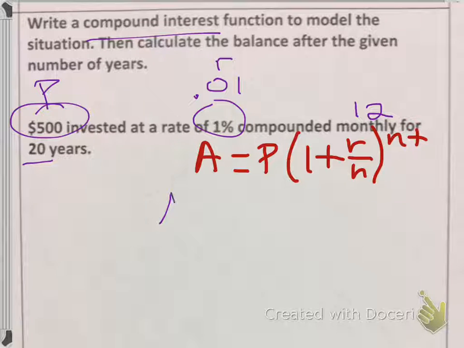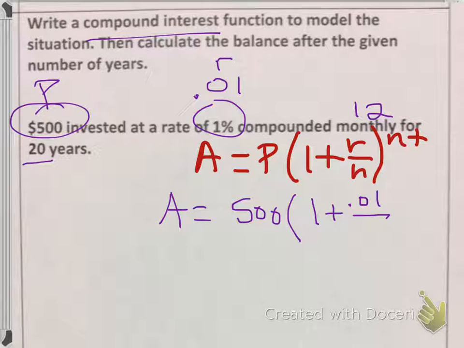So I'm going to go A equals $500 times 1 plus the interest rate, which is 0.01, over the number of times per year, which is 12. And then up here as my power is going to be 12 times 20. And if I punch it in my calculator the exact way that I just did it here, with the parentheses up in the power and the parentheses around the other part, then it will work out just fine.